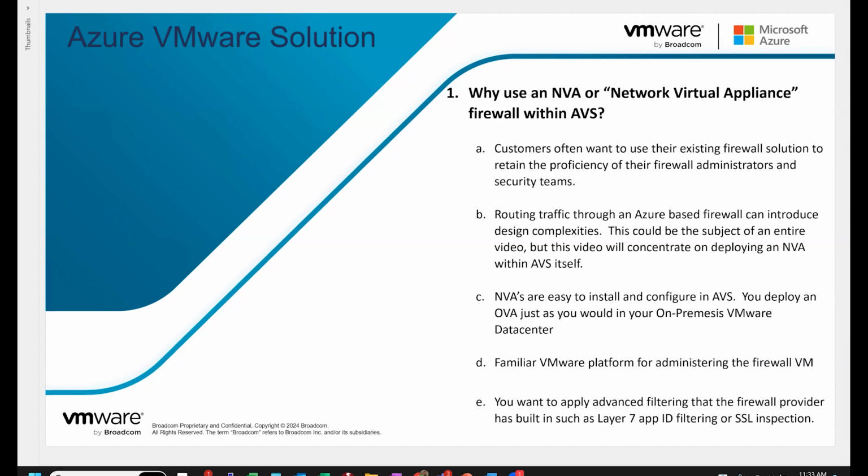NVAs are easy to install and configure in AVS. You deploy an OVA just as you would in your on-premises VMware data center. So just like you're deploying any other virtual appliances, you would do that within AVS. It's going to be very similar to your on-premises data center. Another reason, familiar VMware platform for administering the firewall VM. This is going to be just like it is on premises, so your VMware administrators will be familiar with the processes needed to install this VM.